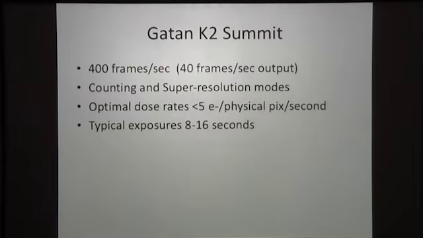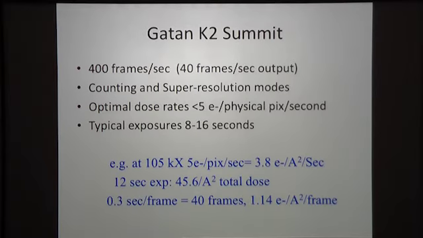So let's talk a little bit about the characteristics of each detector. The Gatan K2 Summit runs at 400 frames per second. It will output at 40 frames per second. The optimal dose rate is anything below 5 electrons per pixel per second. And we usually take exposures of 8 to 16 seconds. Here's a typical setup. It would be a good starting point. At 105,000, where our pixel size is about 1.15, this dose rate is equivalent to 3.8 electrons per angstrom squared per second. And a 12-second exposure will give us 45 electrons, roughly, in total, which is a good amount.